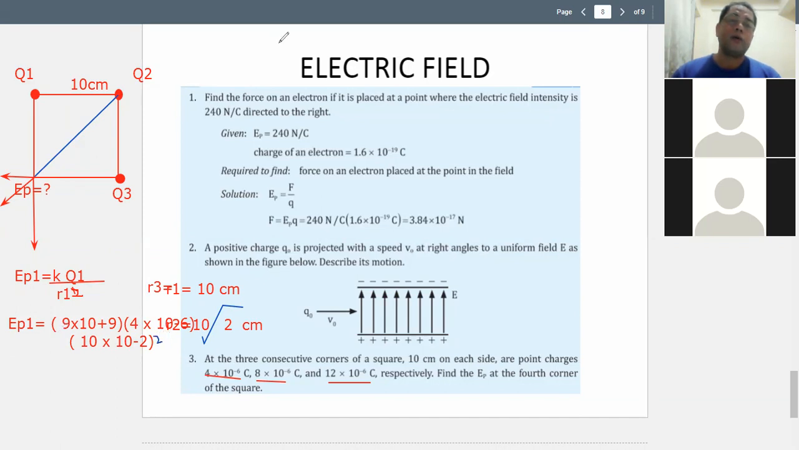Okay, then we put a horizontal line. So we divide our 4 times 10 to the minus 6 with 9 times 10 to the positive 9 and 10 times 10 to the minus 2 squared. Okay, so we will eventually have our E sub p. And how many Newton per Coulomb is that value?